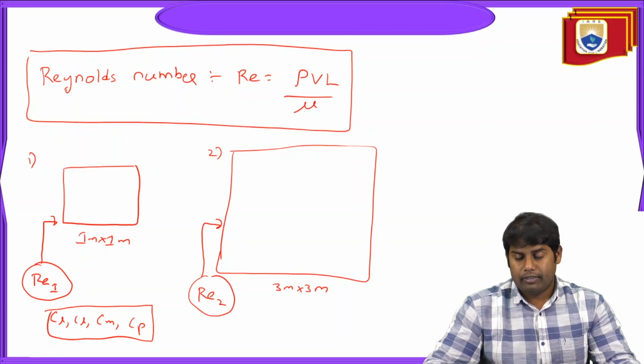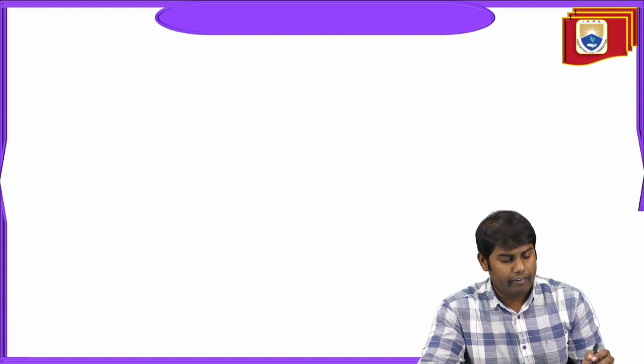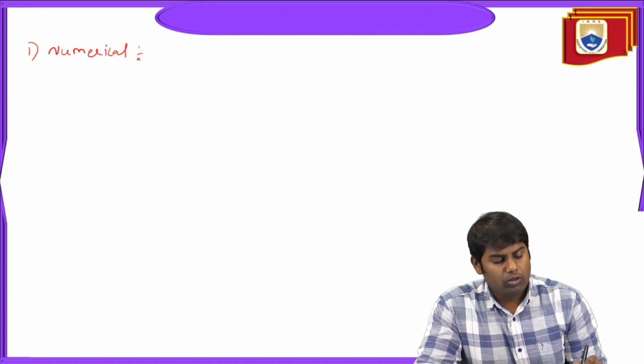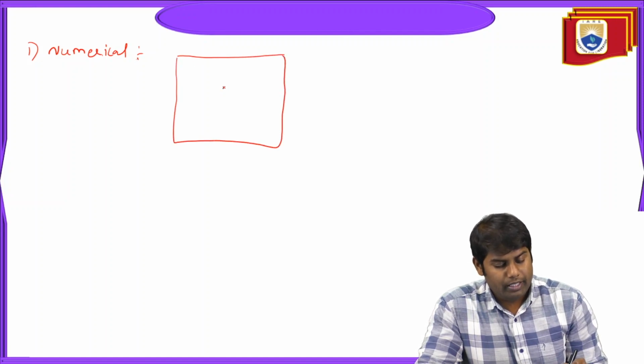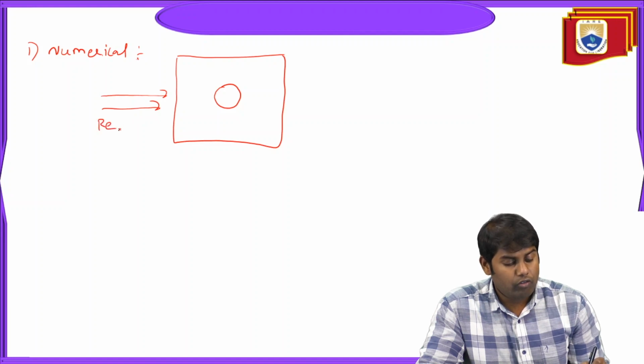Okay, so let's take the cylinder and do it first in the numerical way. I have created a domain, and I placed a circular cylinder here. I am sending a flow with respect to Re, the Reynolds number. Here I am taking the Reynolds number as, let's say, 3000. So this is the numerical case.